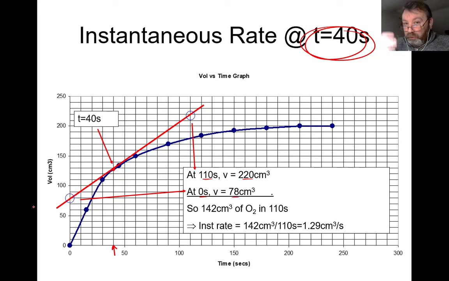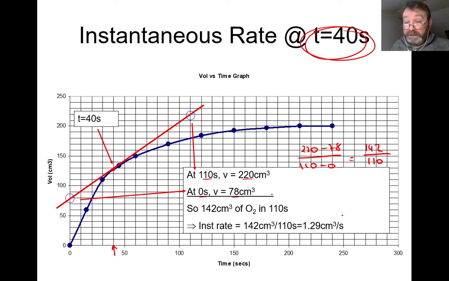But again, you'll be using graph paper, so you should get a very good idea as to what the coordinates for that point are. You then apply y2 minus y1 over x2 minus x1. So 220 minus 78 over 110 minus 0. And that's done down here for you. 220 minus 78 is 142 over 110. And 142 divided by 110 is 1.29 centimeters cubed per second.